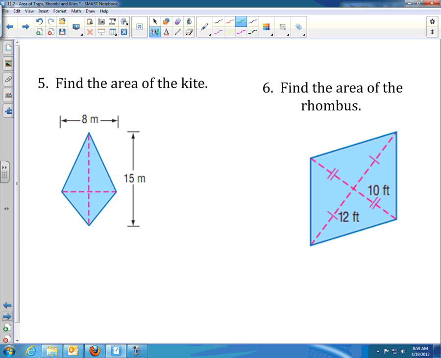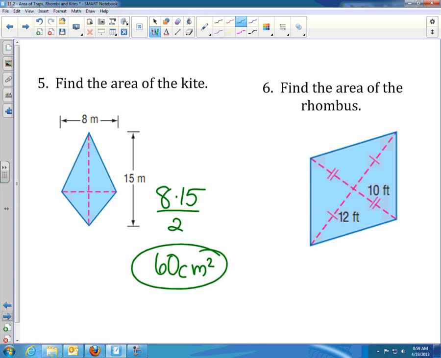So let's look at number 5. Find the area of the kite. Well, we have both of our diagonals, so if we multiply them and divide by 2, we're going to find that area. So go ahead, 8 times 15, divide by 2. Yep, we get 60 centimeters squared.